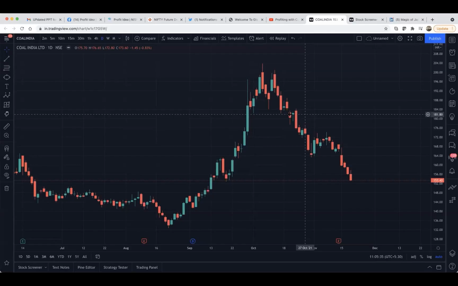And be it any chart, look at this, a beautiful dark cloud cover on Coal India, and it went down. Again, a beautiful dark cloud cover. It opened up, and by the end of the day, it covered more than 50% of the green candle. And look at this beautiful downside that we saw on this particular stock, Coal India. And again, look at this historically as well. A beautiful dark cloud cover, and it went down. So we cannot ignore patterns.